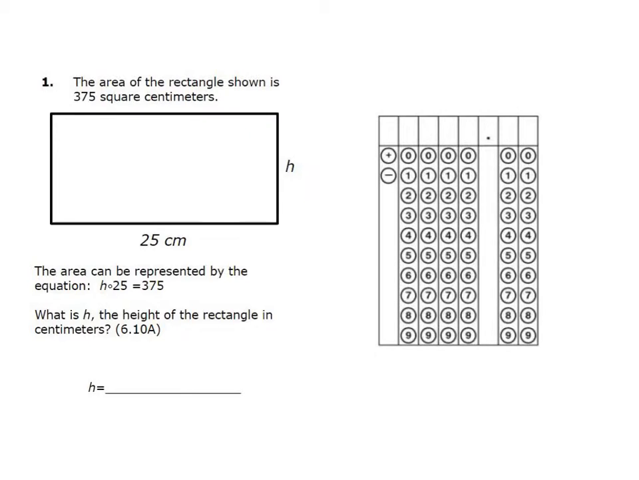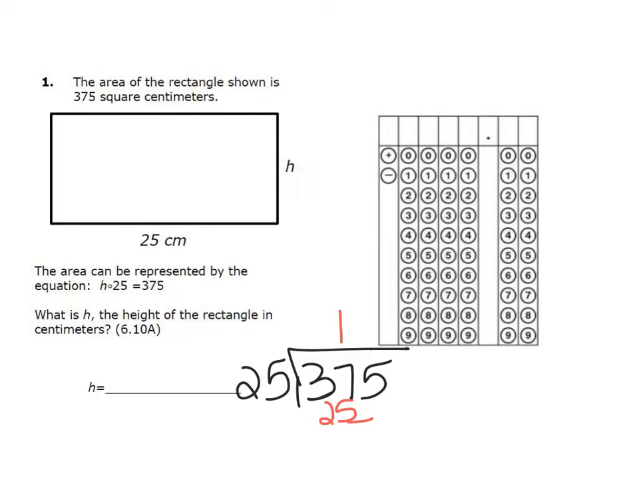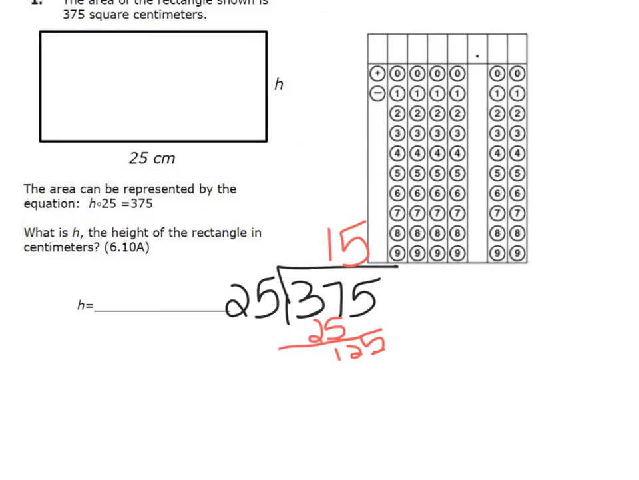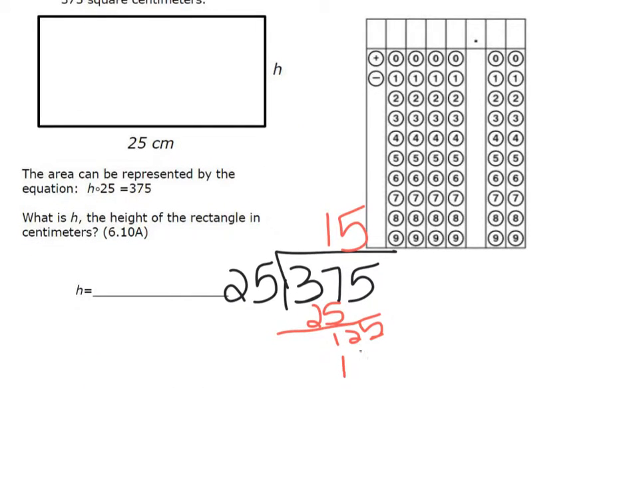So what you would do, you would divide 375 divided by 25. Okay, and that's going to be 25 into 37 is 1 time, which is 25. Your remainder is going to be 12. And then 25 into 125 is 5 times. Let me move this up. So that's going to be 125, and your remainder is 0. So in this case, my answer is 15.